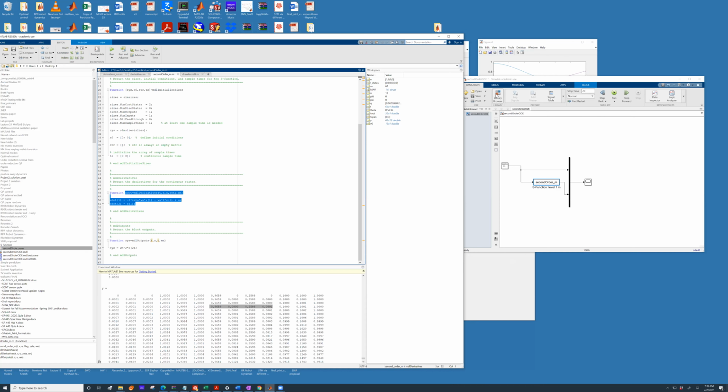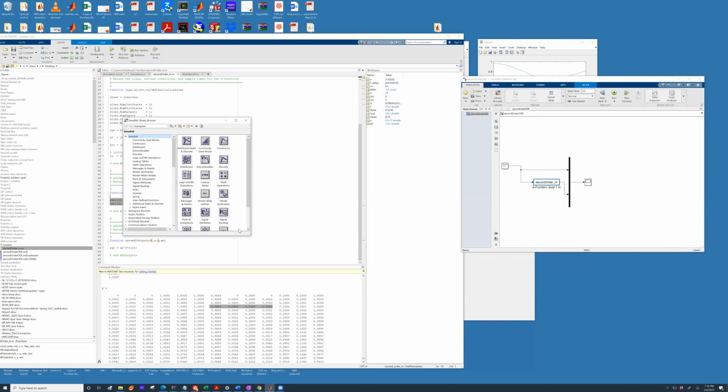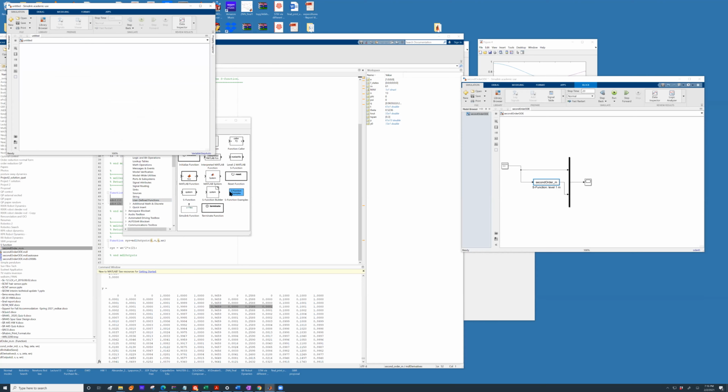If you go to the library browser, and I would encourage you to play with this, I want you to go to the library browser. Once the library browser opens, you can go to user-defined functions. In user-defined functions, there are S functions, and there is sort of a tutorial on different types of S functions. So go to user-defined functions, and then go to S-function examples. Double-click S-function examples.